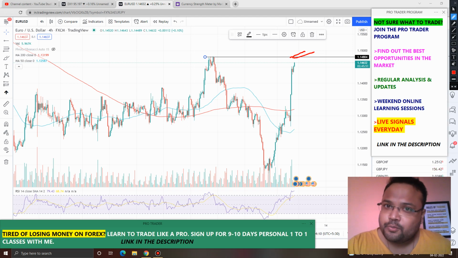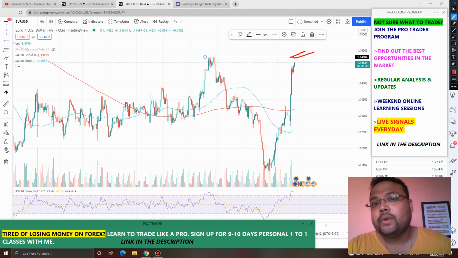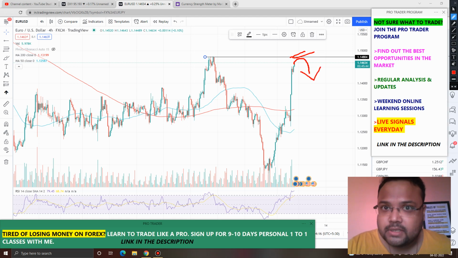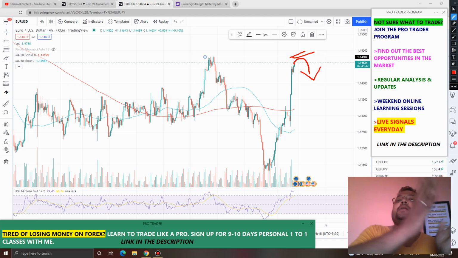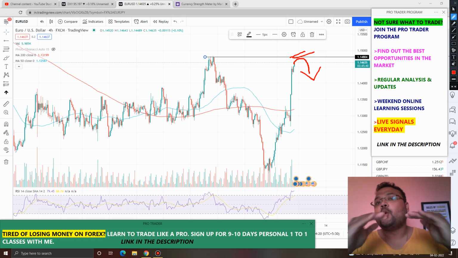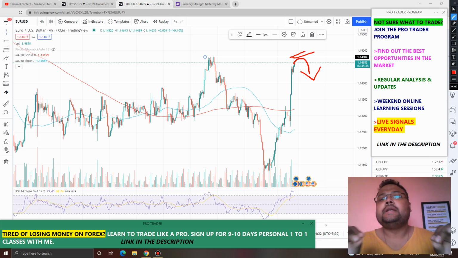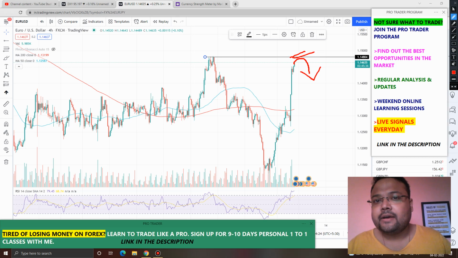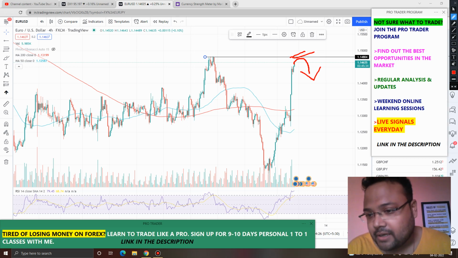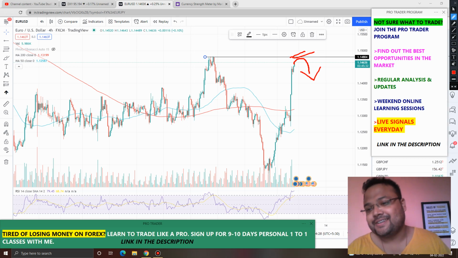If it fails to break the resistance, then by next week we can hope that there will be some correction on the euro usd, and it will also be important for dollar DXY to hold the present support. So things are very critical right now, and observing the market is very essential.